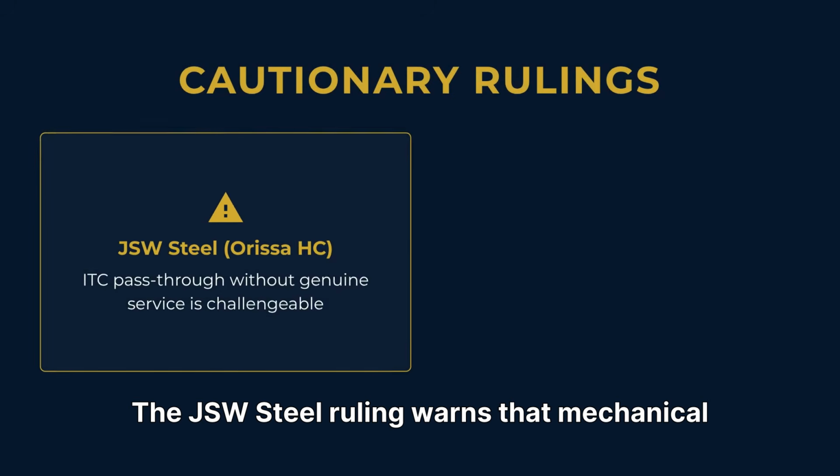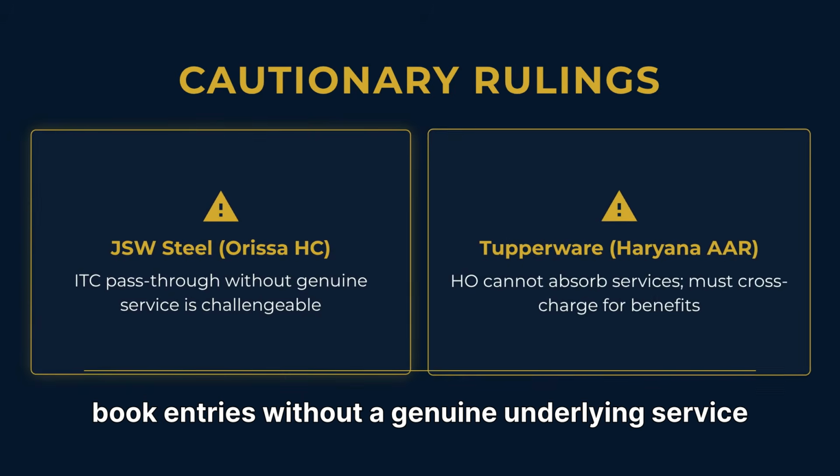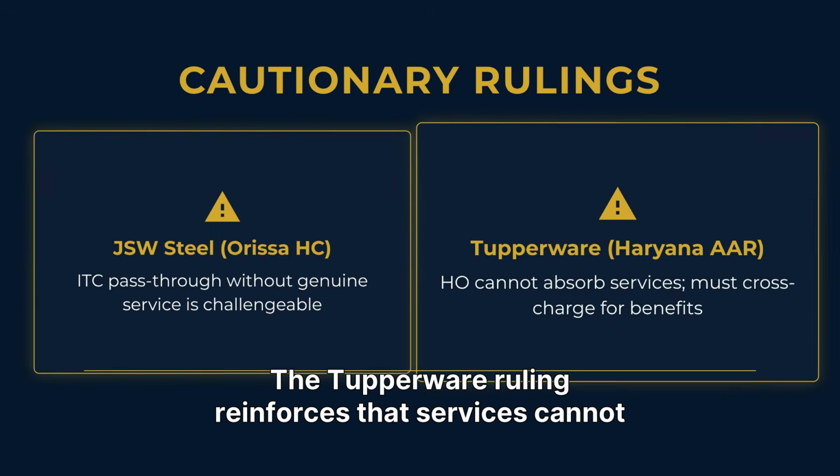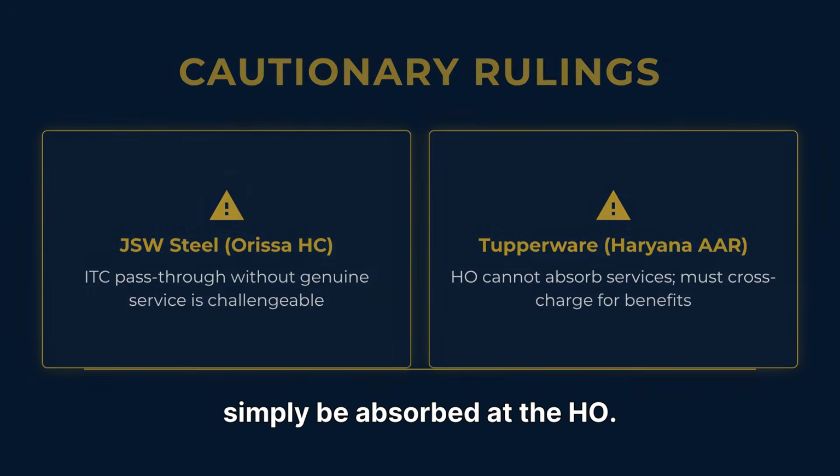However, be cautious. The JSW Steel ruling warns that mechanical book entries without a genuine underlying service are open to challenge. The Tupperware ruling reinforces that services cannot simply be absorbed at the HO.